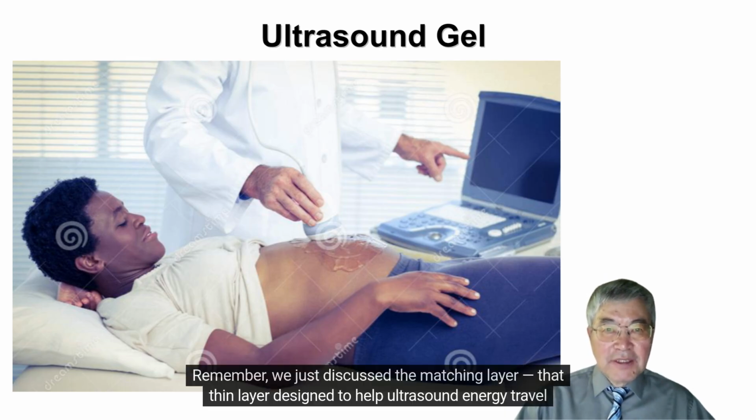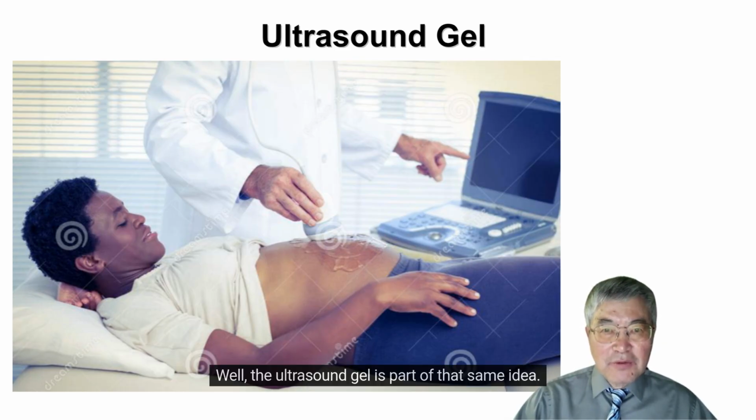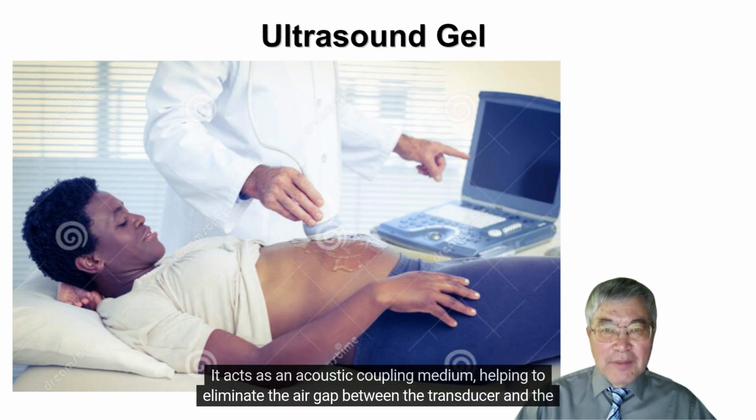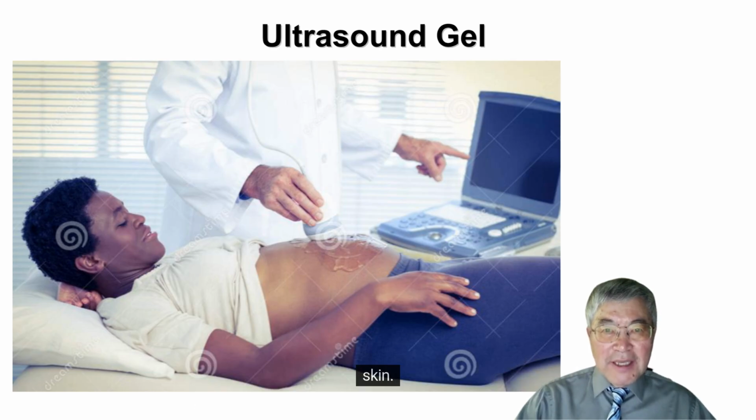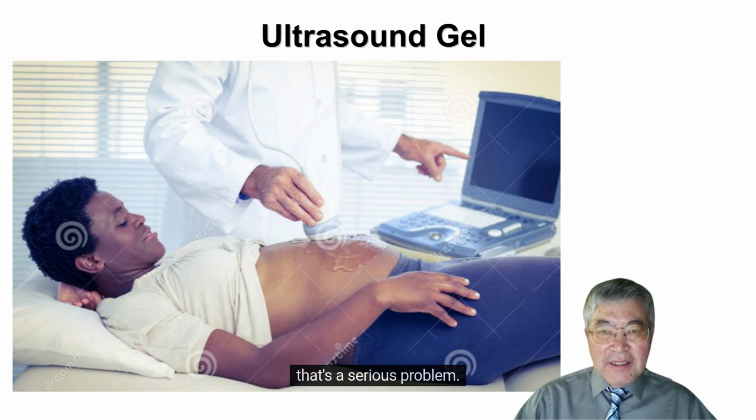Remember, we just discussed the matching layer, that thin layer designed to help ultrasound energy travel efficiently from the transducer into the body. Well, the ultrasound gel is part of that same idea. It acts as an acoustic coupling medium, helping to eliminate the air gap between the transducer and the skin. Without the gel, there would be a very thin layer of air between the probe and the body surface, and that's a serious problem. Why?